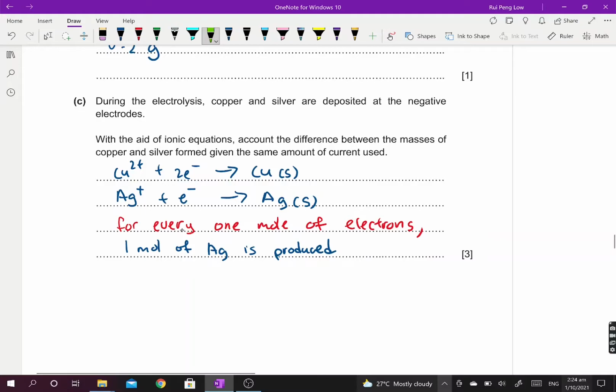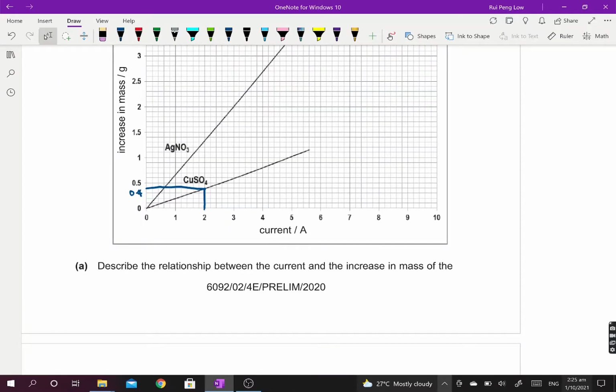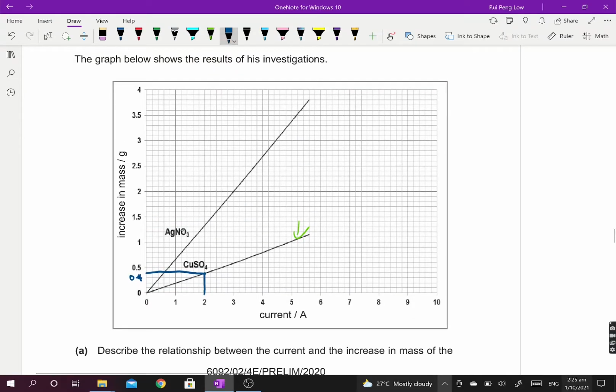and half a mole of copper is produced. Because if you take a look at this mole ratio, for every 1 mole of copper, you need 2 moles of electrons. So if you only have 1 mole of electrons, you only produce half a mole of copper. This is the first step to explain why there is less copper produced, as shown in this graph, whereas you have more silver produced.